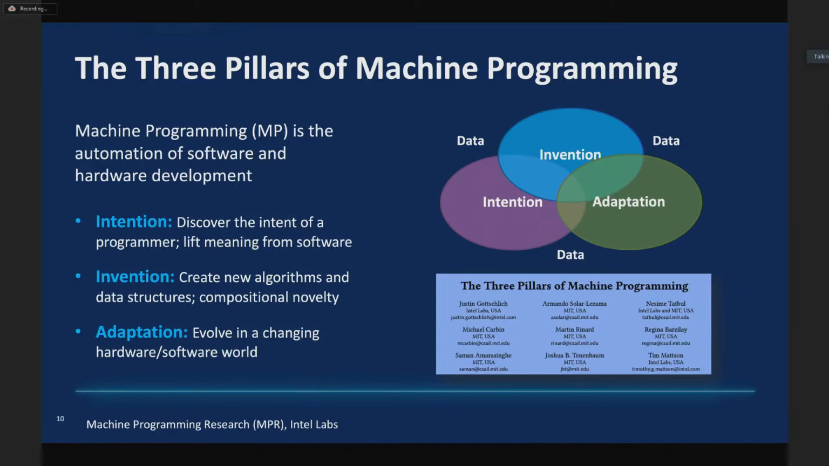And back in 2018, we published this paper, actually jointly with Saman and some others, on the three pillars of machine programming. Machine programming is principally this idea that we are going to try to automate the development of software, and a byproduct of that is the automation of the development of hardware, given that much of hardware is developed through software. And the three pillars are intention, invention, and adaptation.